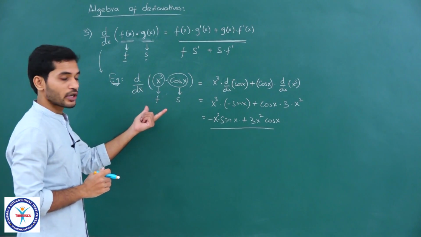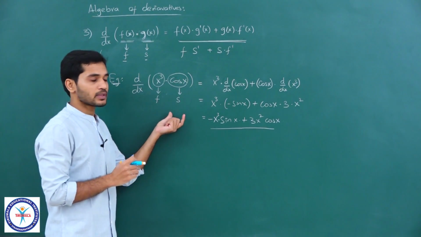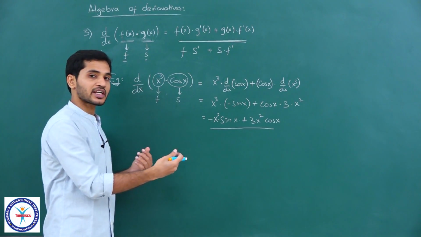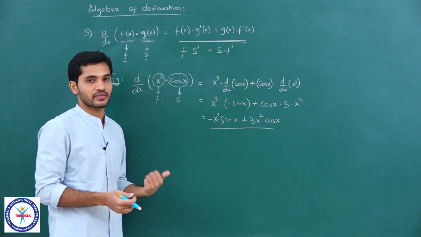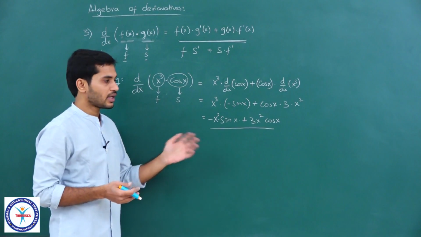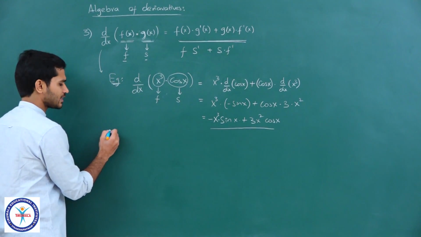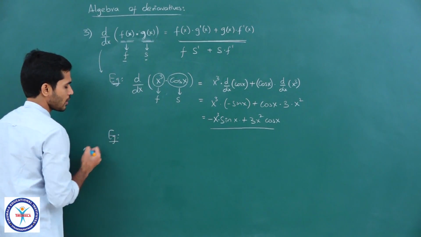So, that is it, students. When we have product of two functions, the idea is pretty simple. First into derivative of second plus second into derivative of first. So, remember it like that, everything will be simple to solve. So, let us see one more example, right.